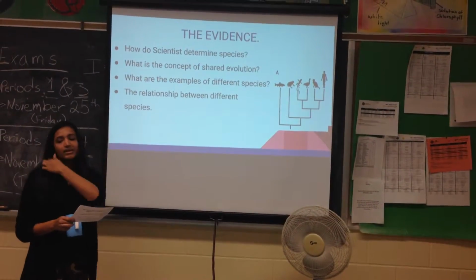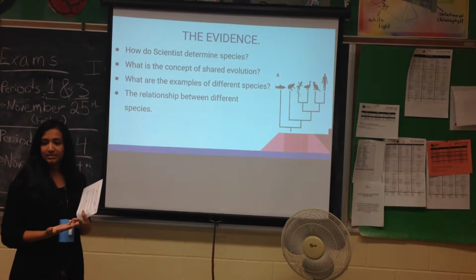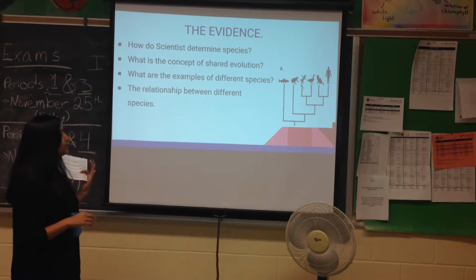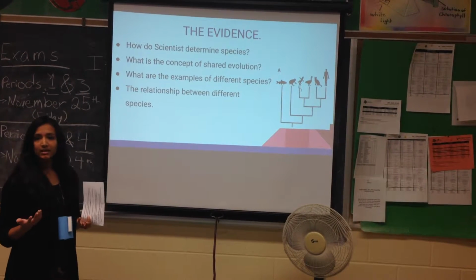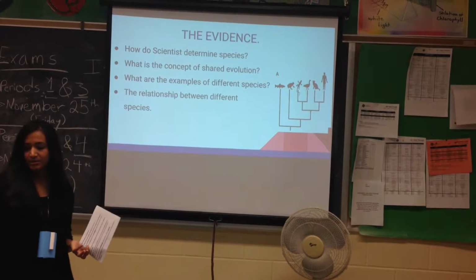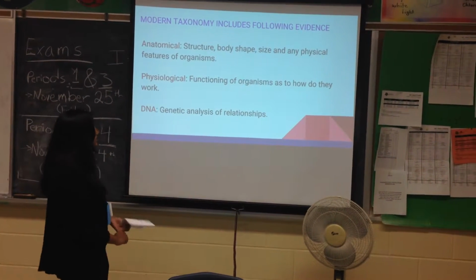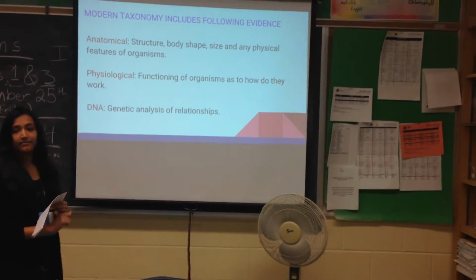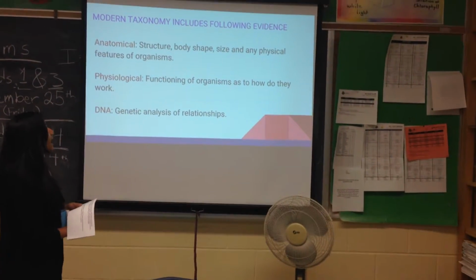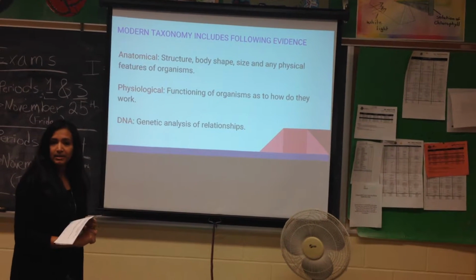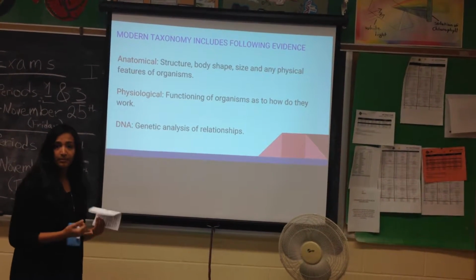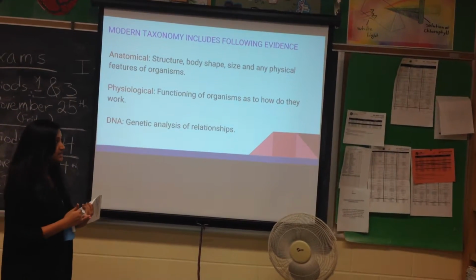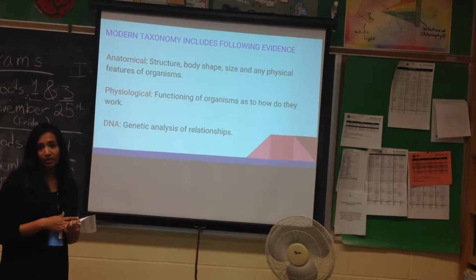So as we can see here, how do scientists determine species? What is the concept of shared evolution? And what are examples of different species? How can we categorize them into different places? There are three ways that we can classify them. The first one is anatomical. Anatomical means they study the structure of a body. They see the shape, the size, and the physical features of an organism.